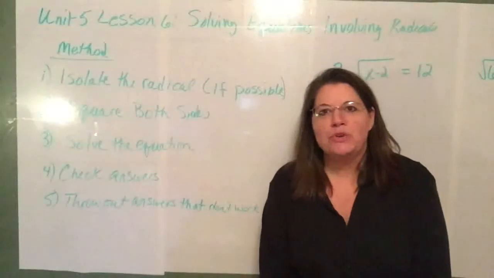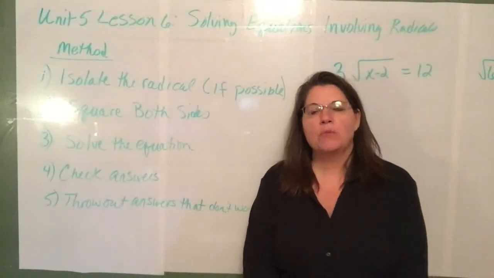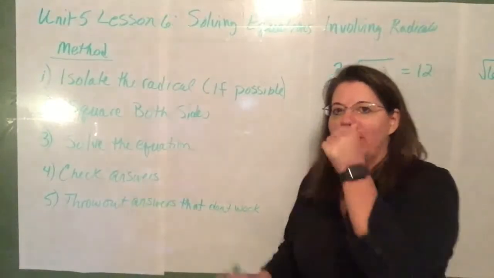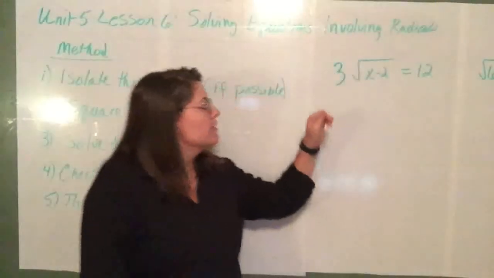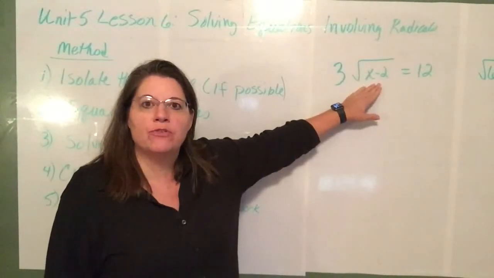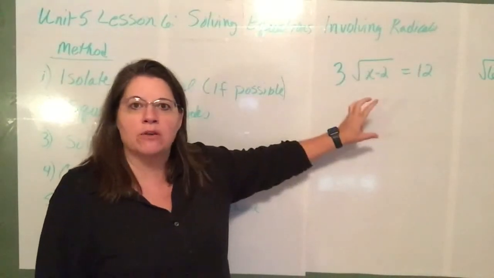This is Algebra 2, Unit 5, Lesson 6. Today we're going to solve equations involving radicals. You're going to find that you'll have equations that have radicals with variables underneath, and we have to understand step by step how to solve those.